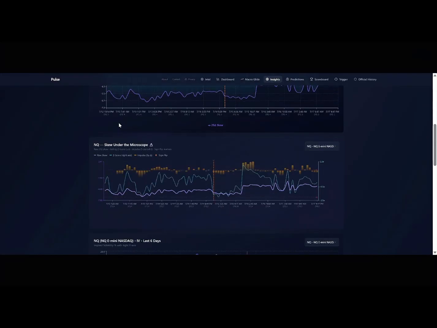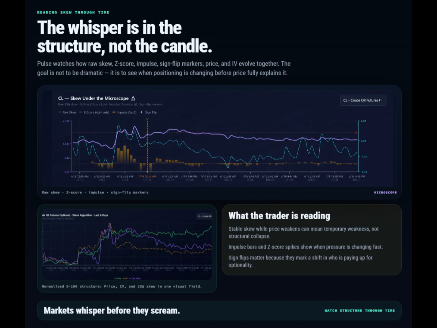And this is where skew becomes incredibly valuable. Let's say you're long in crude oil. Price begins moving against you. Immediately, emotions begin to take over. Should I hold? Should I reduce? Should I exit? This is where I personally like to look at skew. If price is moving against you, but skew remains relatively stable, that may suggest the options market is not aggressively pricing additional fear. Perhaps this is simply temporary weakness. Perhaps I need to stay calm.